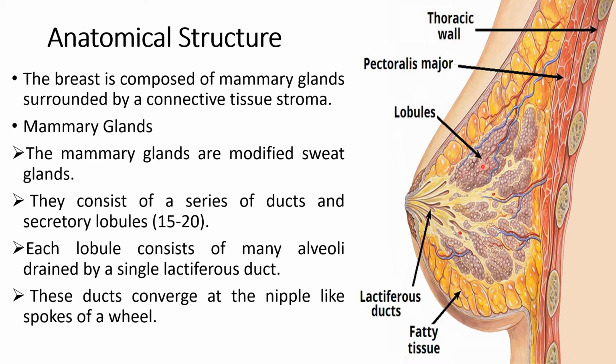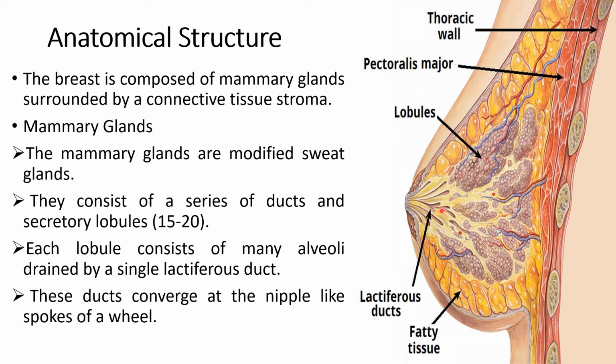Each gland is composed of lobules and ducts. This is one lobule, this is another, like that. So each lobule has a duct draining from it. Within the lobule, you can see several alveoli. This duct of the lobule is called a lactiferous duct.